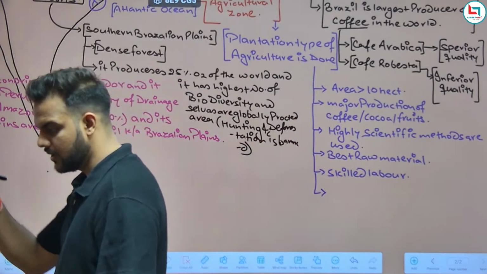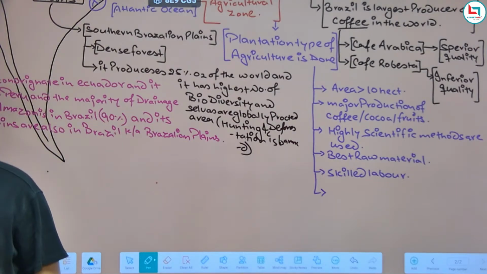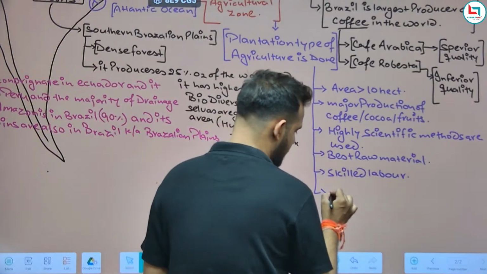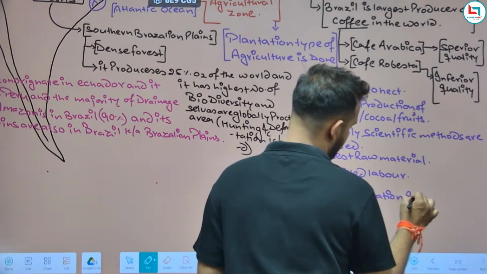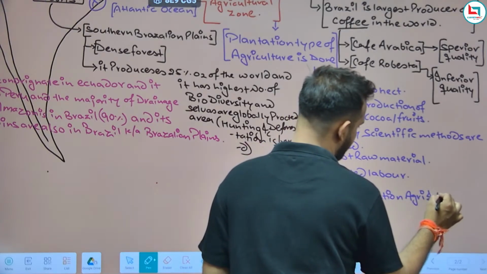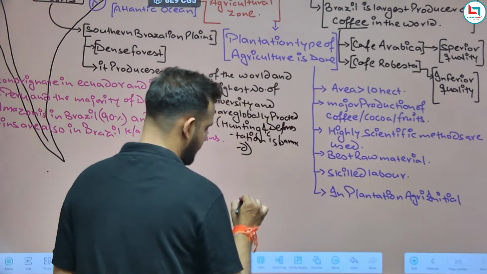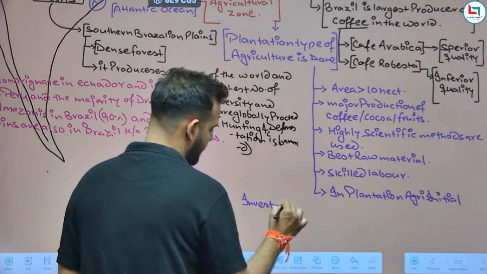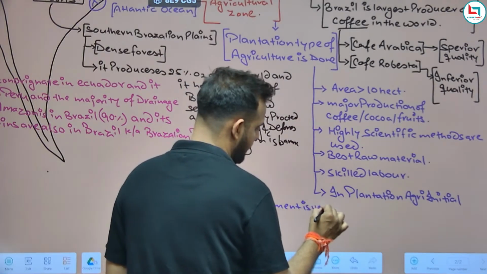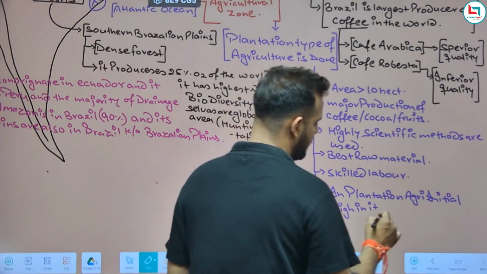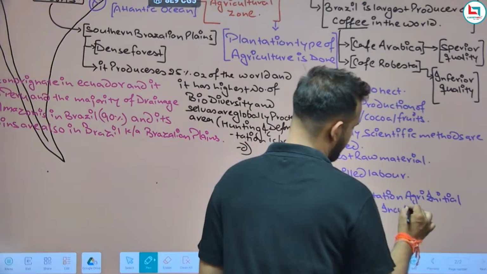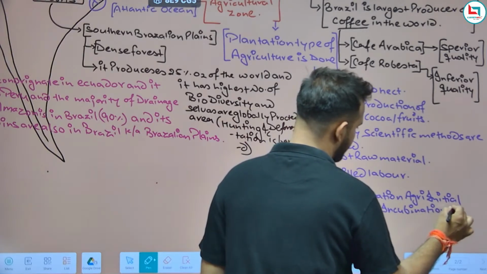After this, in plantation agriculture, initial investment is high in its incubation period. Write down: in plantation agriculture, initial investment is very high in its incubation period.